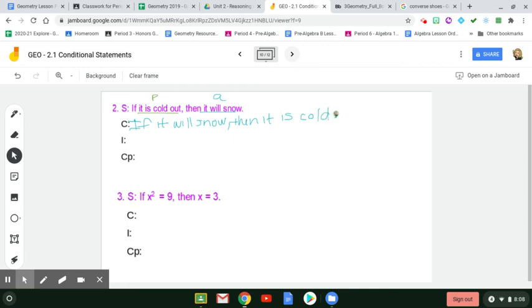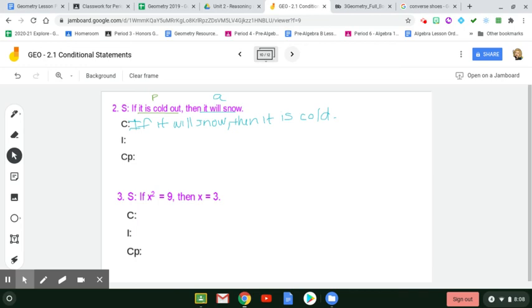Now, I didn't ask you if these things were true or false yet, but let's think about them. Look at your first statement. If it's cold out, then it will snow. Is that true or false? That one might be false, because there's been plenty of times that it's been cold out, but it doesn't actually snow. But think about the converse. This converse, the flip-flop, that one's true, because if it's snowing, it sure as heck is cold. It has never been warm out when it's been snowing. So that one definitely is true.